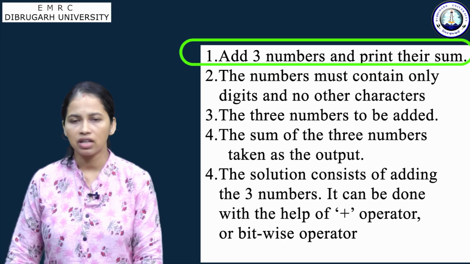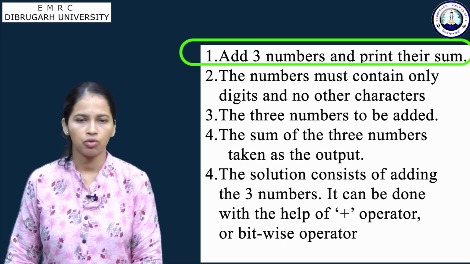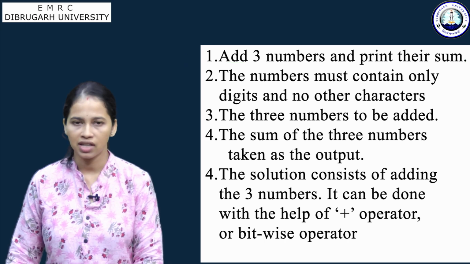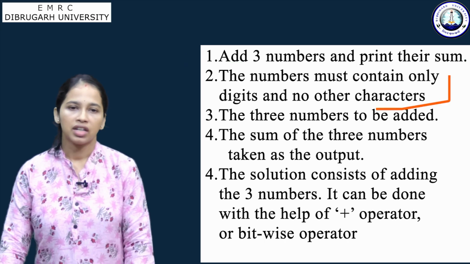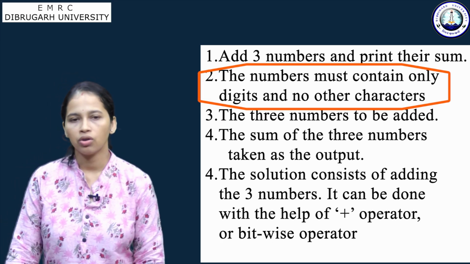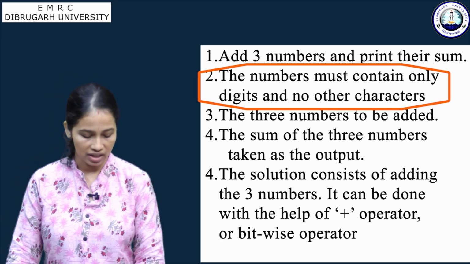Next, can you tell me the constraint of the problem? What will be the constraint whenever we are going to add these 3 numbers? Yes, the numbers that we are going to add contain only digits and not any other character. So, that is our constraint.